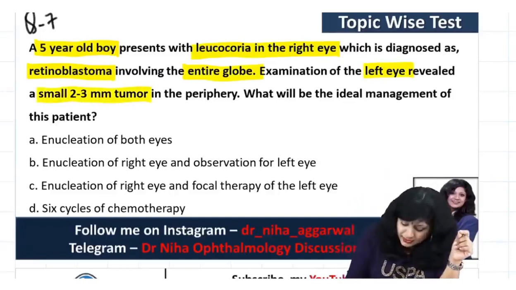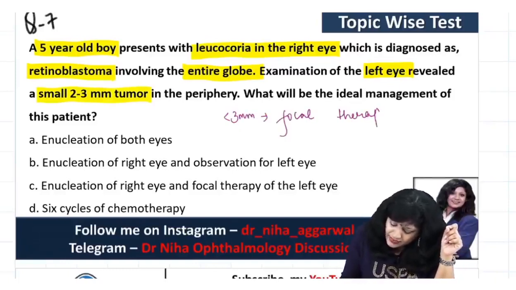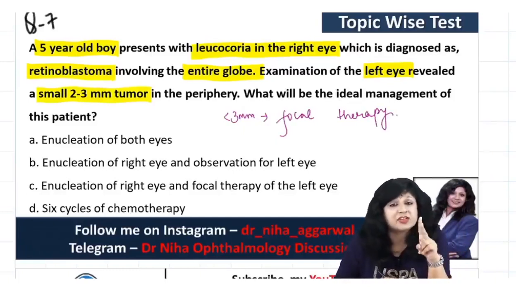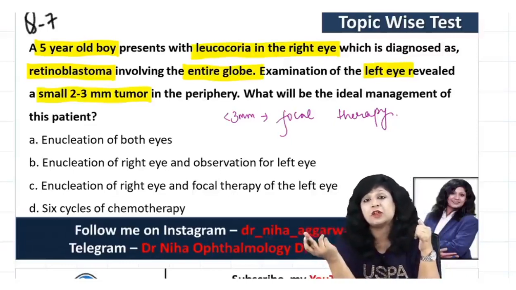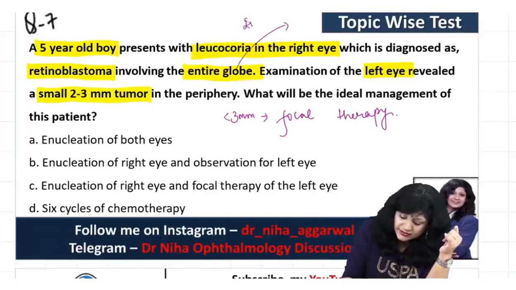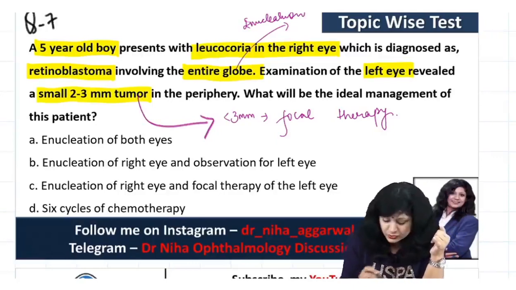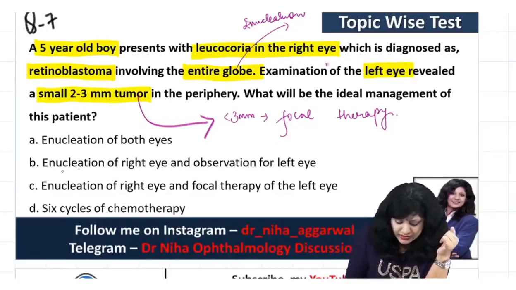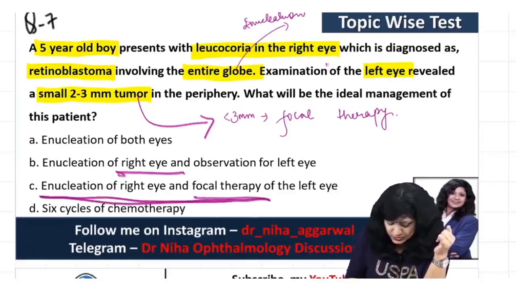So if you remember, I told you that whenever it is less than 3 mm, then we can give the focal therapy. But here the picture is that one eye is less than 3 mm, so there I can give the focal therapy, but the other eye is involving a large tumor, diffuse. So obviously for this entire globe I have to do the enucleation. For this I will do the enucleation, and for this 2 to 3 mm I will give the focal therapy, right? So that means the right eye I should give the enucleation, and for the left eye I should give the focal therapy. So this option C is correct.